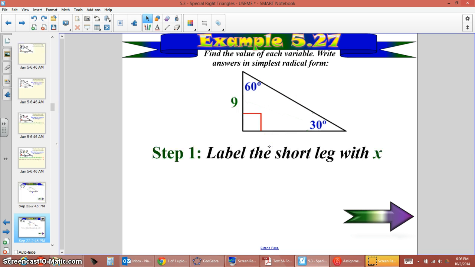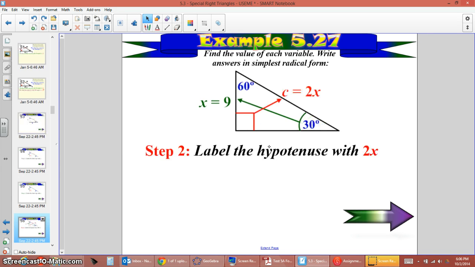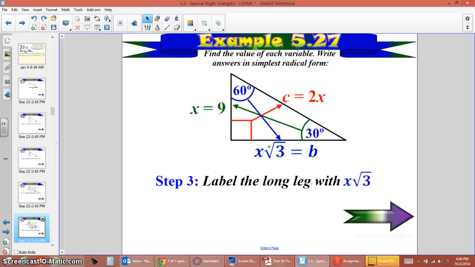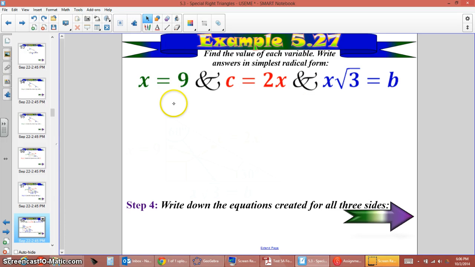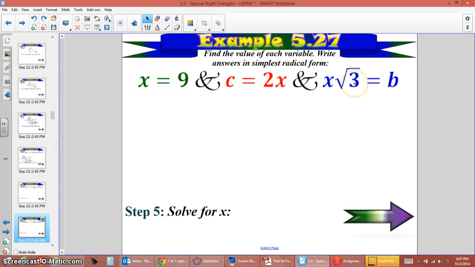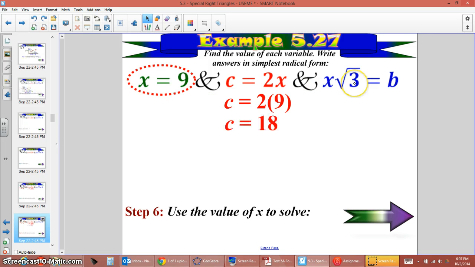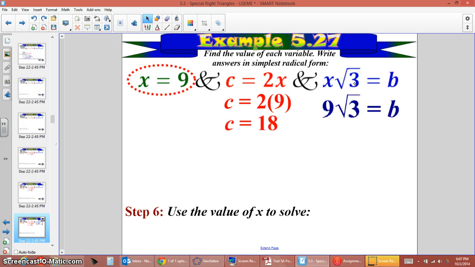Now watch how we do this the long way. We look at across, and I say that equals x. And I say that equals 2x. And I say this equals x root 3. So now I look at my formula. I've got x equals 9, c equals 2x, and b equals x root 3. So now I'm going to take this x and plug it into each one of these. And I'm going to get 2x equals 18, and then x root 3 equals 9 root 3. There we go. So we plug it in and we get our answers.